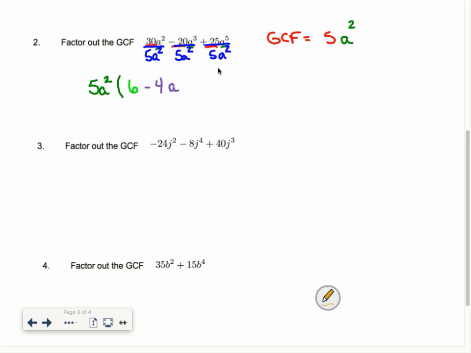The last one, 25a to the fifth divided by 5a squared. 25 divided by 5 is 5. A to the fifth divided by a squared. Think 5 a's on top. If you have to write it out, go ahead and do it. Divided by a squared. So 5 on top, 2 on bottom, leaving you 3 on top. This is your factoring out of GCF.